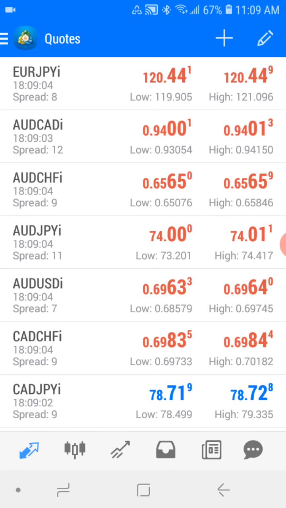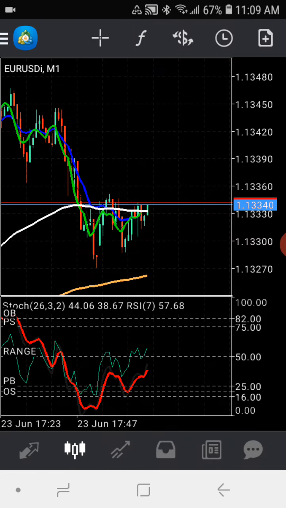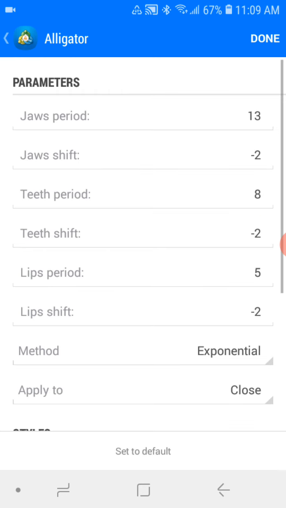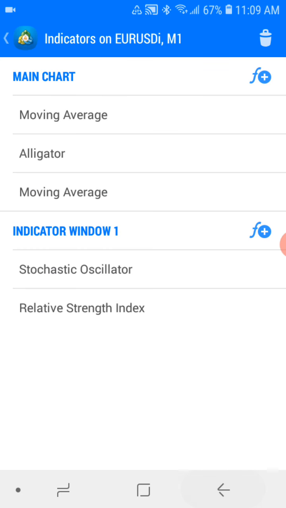We're gonna talk about my first indicator, which is the alligator. I'll show you up here. My alligator, I have it set at, I think it's basic with the periods, but I have the jaw shift at -2, and I have it on the exponential. The reason I have it on a -2 and exponential is because, let me show you.